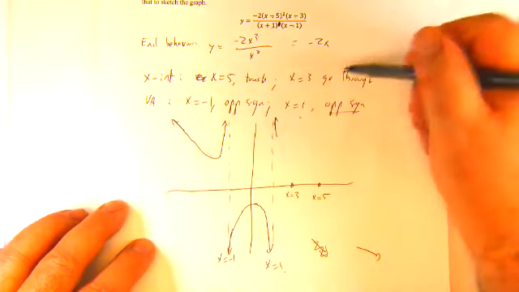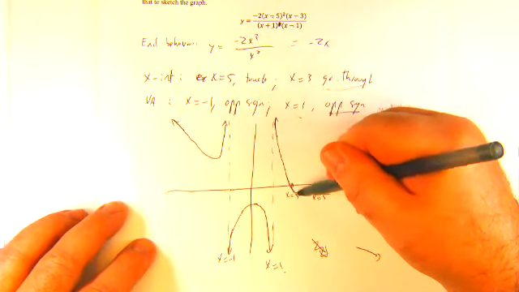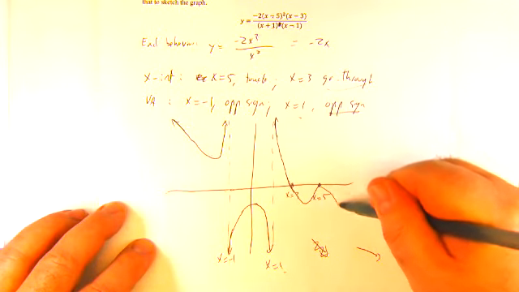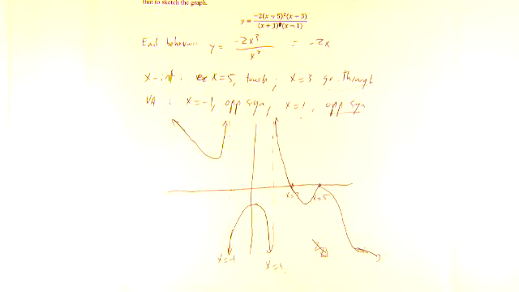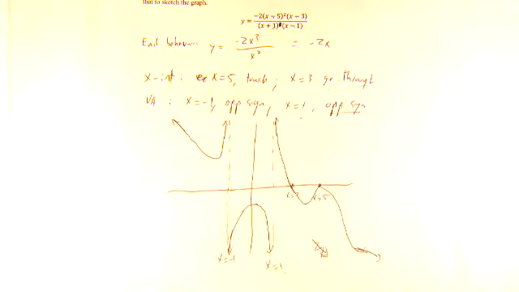At x equals 3, that's an x-intercept where we go through the x-axis. At x equals 5, we touch the x-axis, and then we hook up with our end behavior. And there's our graph. And this is a vertical asymptote. Let me make that a little bit darker. So there's our graph. Just work it from left to right. And then finally, what about this one?